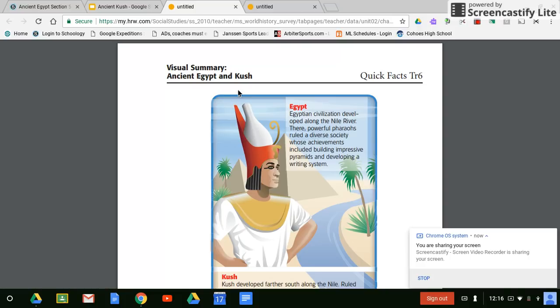So Egypt, which we know a lot about already, Egyptian civilization developed along the Nile River. There, powerful pharaohs ruled a diverse society whose achievements included building impressive pyramids and developing a writing system. And you know that already.